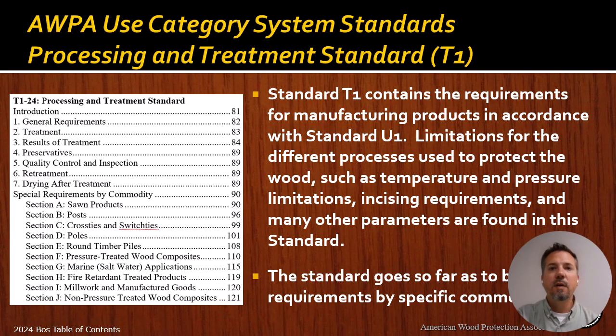Standard T1 works hand in hand with U1. While U1 tells you what treated wood to use, T1 tells you how it is manufactured to meet AWPA standard requirements. T1 covers the treatment process, things like temperature, pressure, incising, and details for internal sampling for quality control. T1 even breaks down requirements by commodity in the same manner as U1.